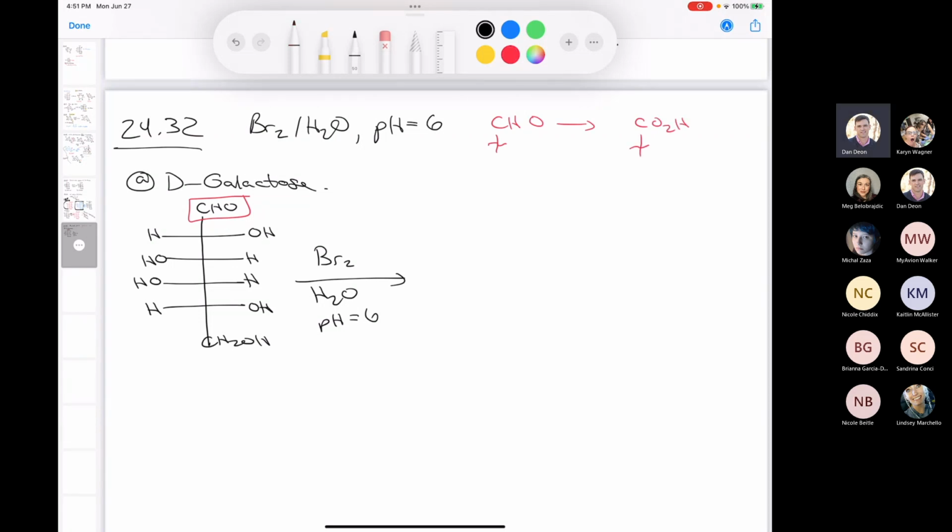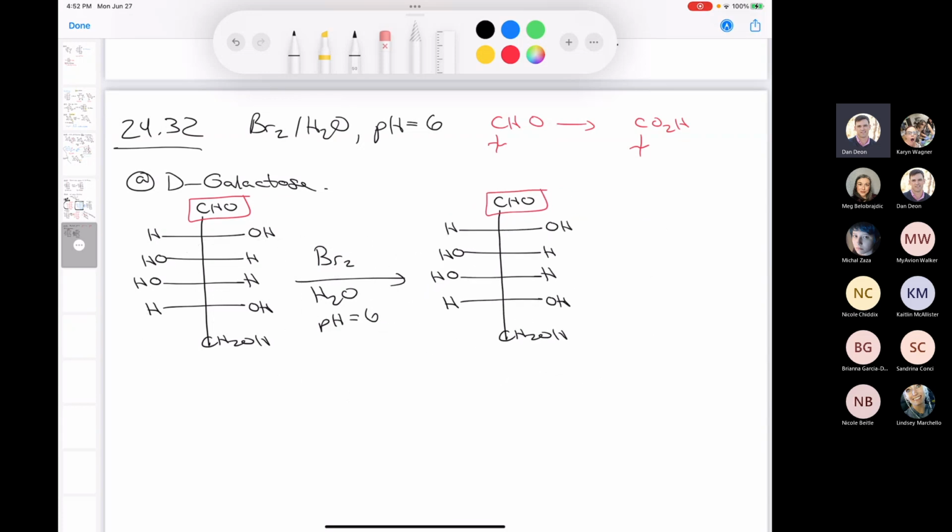So let's draw the aldonic acid. I could just copy and paste this and just adjust the top. So let's paste this in here like so, like that. And let's put this in here. CH2, no, sorry, CO2H. It is a carboxylic acid. And that's all there is to it.